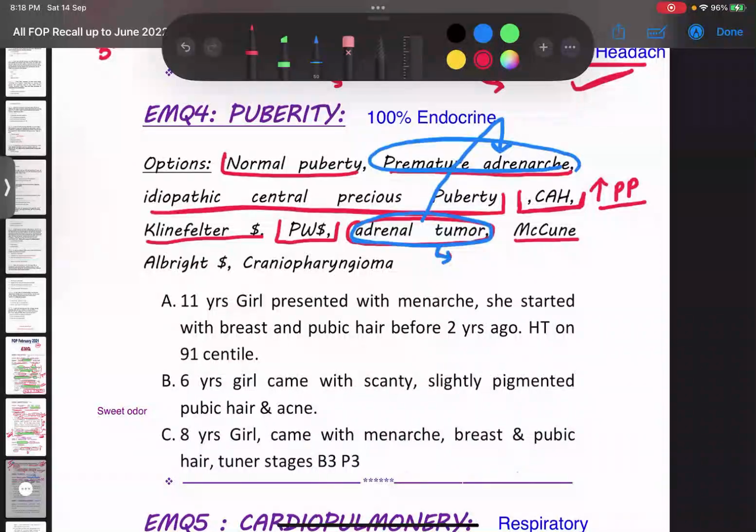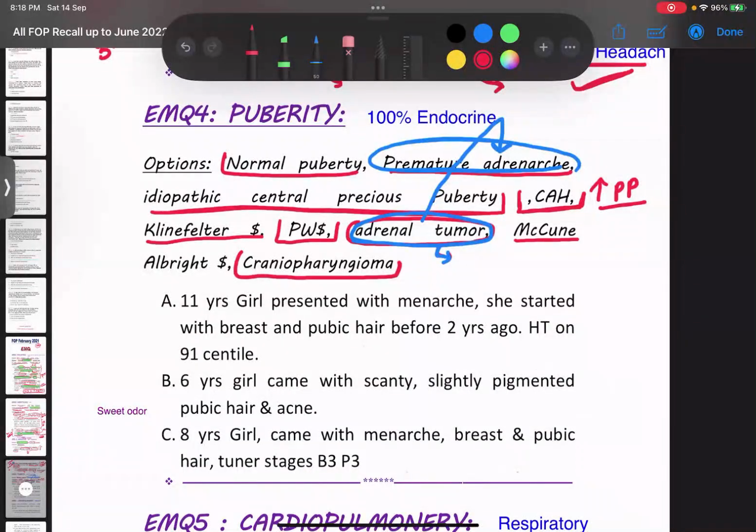What happens in McCune-Albright? There is ccafé au lait spot with coast of Maine appearance. Along with that, there is fibrous dysplasia. That is, usually the child will come with history of fracture plus precocious puberty. Features of precocious puberty. Craniopharyngioma again is associated with precocious puberty.